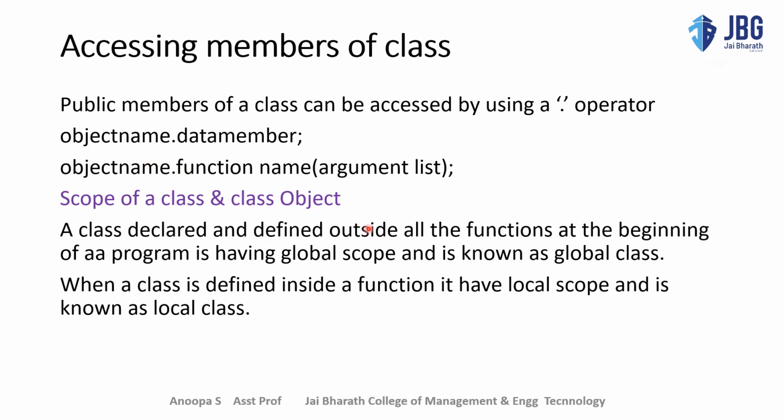Now, the scope of a class and class object. We have seen scope, right? We have seen global as well as local scope. Similarly, in a class, a class declared and defined outside all the functions at the beginning of a program has global scope, and it is known as a global class. When a class is defined above the whole program, it is a global class, and when it is defined inside a function, it has a local scope and it is a local class. We have discussed the same for global variables as well as local variables.